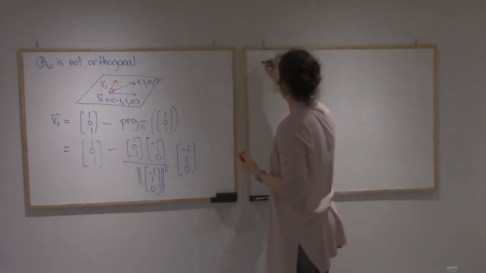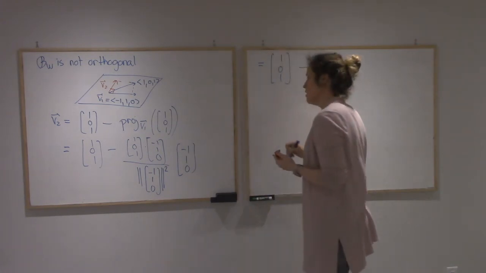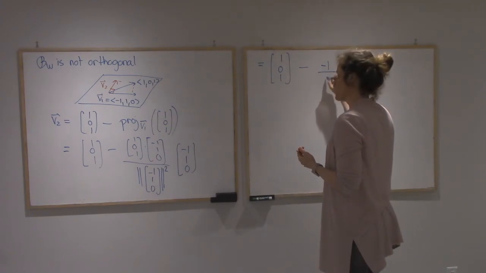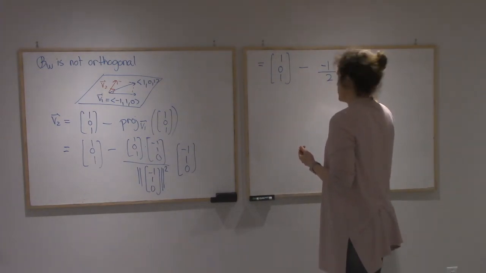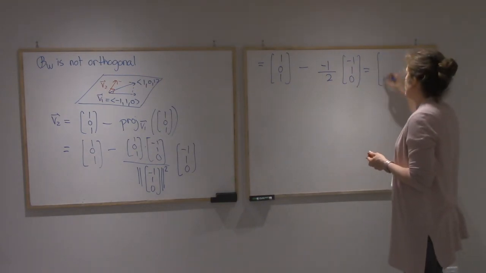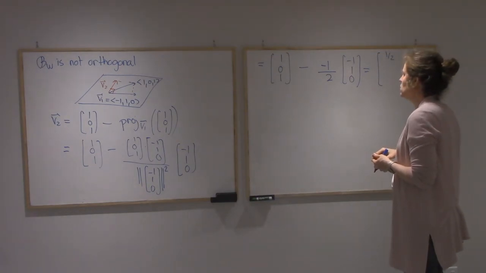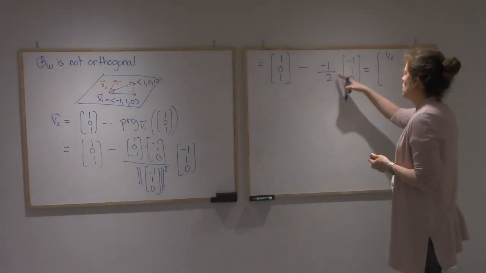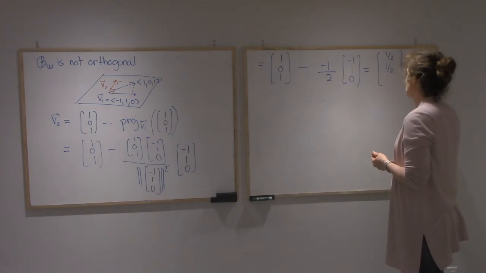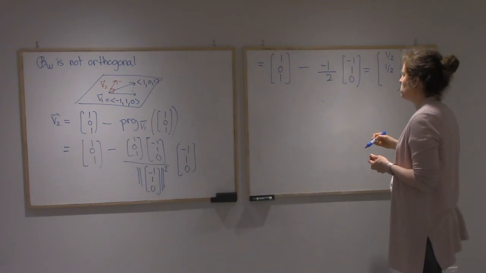Alright, so I get 1, 0, 1, minus 1 over 2, minus 1, 1, 0. So I'm going to get 1/2, I'm going to get 1/2, and I'm going to get 1.